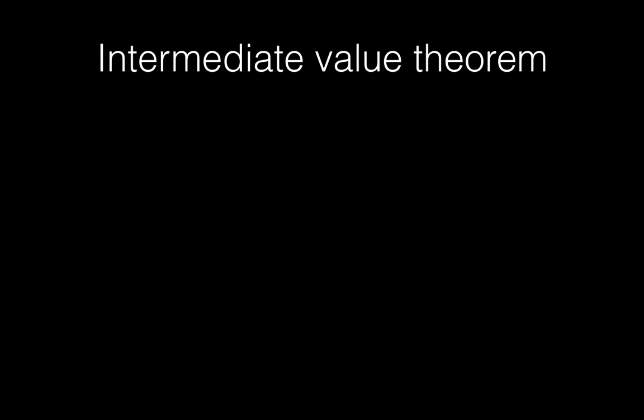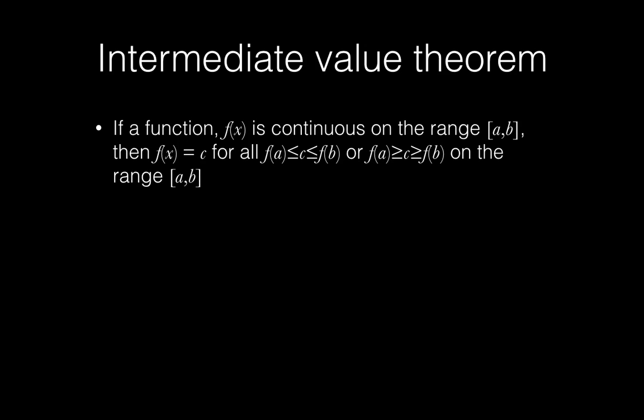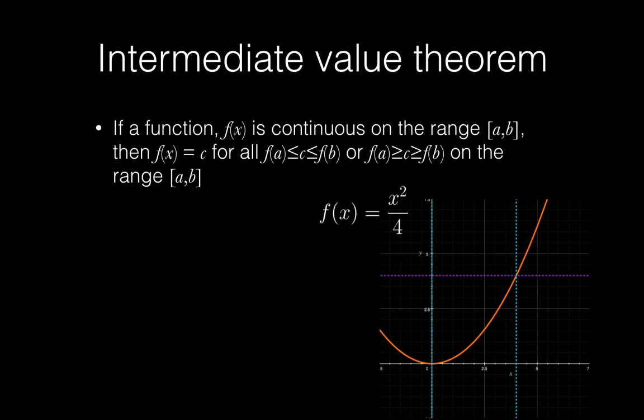The intermediate value theorem. The intermediate value theorem states that if a function, f of x, is continuous on the closed range a to b, then f of x equals c for all c that are in between f of a and f of b on the range a to b. Let's take f of x equals x squared over 4. I'll show you graphically what I mean. Here's a graph of the function.